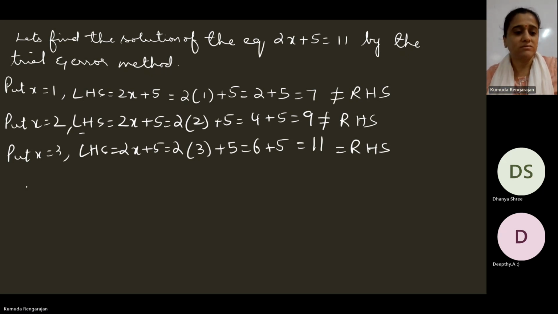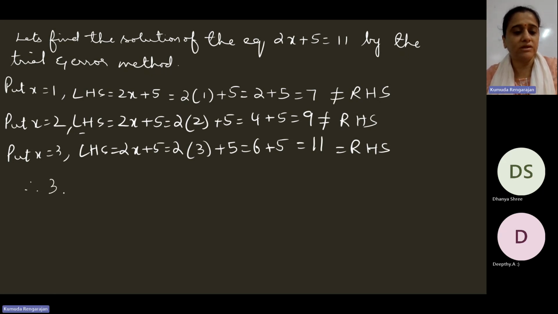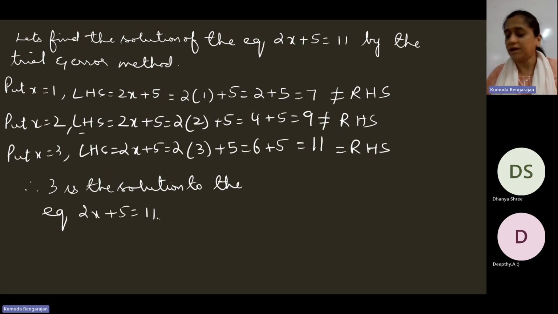Therefore, 3 is the solution to the equation 2x plus 5 is equal to 11. Yeah, write down quickly.